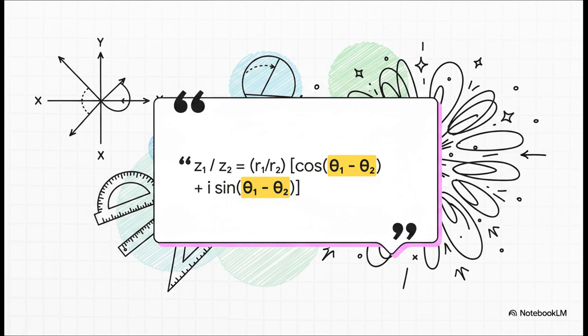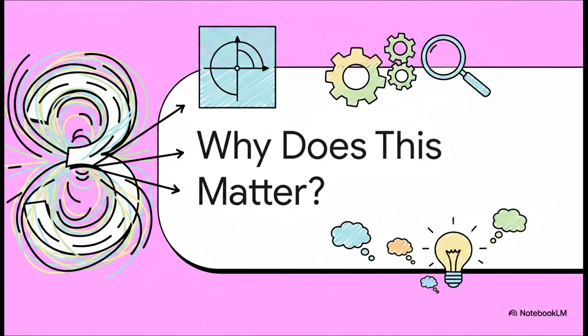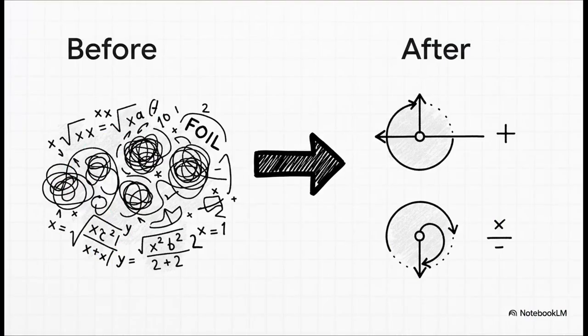It's night and day. Okay, so we've learned this new trick. It's clean, it's elegant, sure. But why does it really matter? What's the big takeaway from all of this? Well, the real power of this form is that it shows you what's actually happening when you multiply or divide. It reveals the true nature of these operations. Multiplication isn't just some abstract algebra. It's physically a rotation and a stretch in space. And division is a rotation and a shrink. We've totally replaced complicated algebra with simple arithmetic, and we've gained a much, much deeper intuition for what's going on.